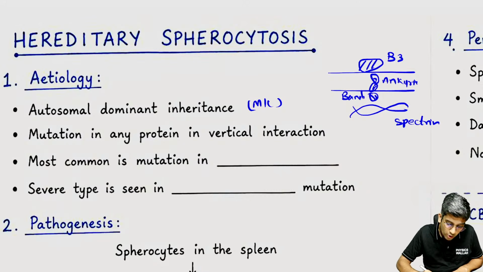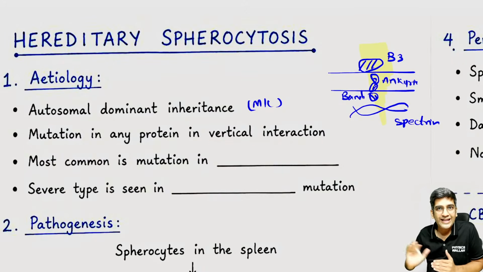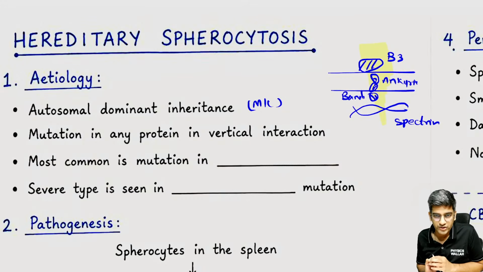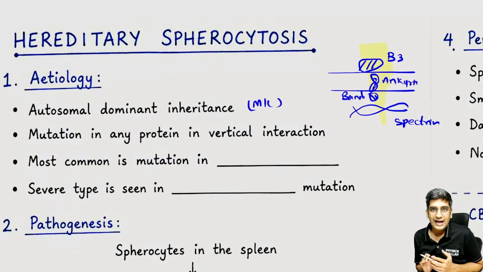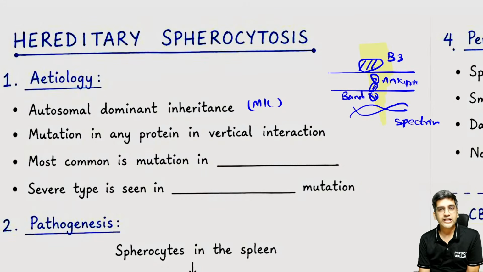If you have a problem in any of the proteins in the vertical interaction, that's what I mentioned here. When you have a problem in the proteins in the vertical interaction, you will end up having hereditary spherocytosis, right? That's not the right approach, but as the time is limited, please use this as maximum resource, fine? So any mutation in the vertical interaction protein will result in hereditary spherocytosis, right?